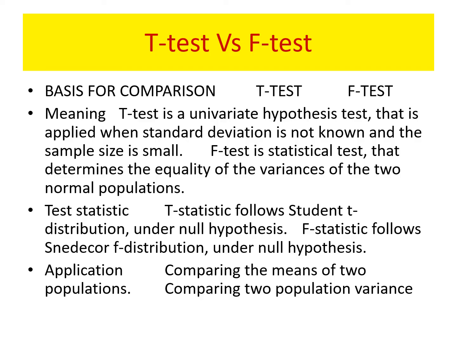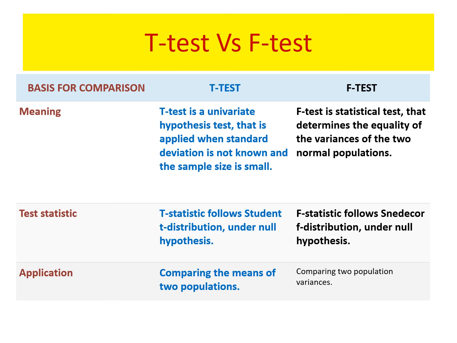Now, let's see, therefore, the differences. The t-test is univariate, and it is applied when the standard deviation is not known and the sample size is small. The F-test is a statistical test that determines the equality of variance of two normal populations.